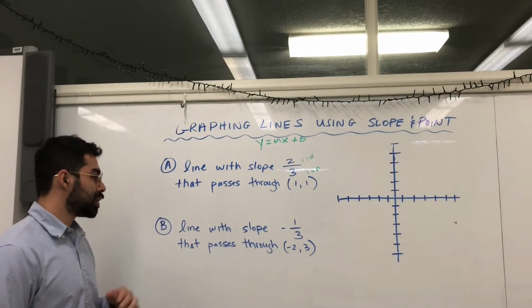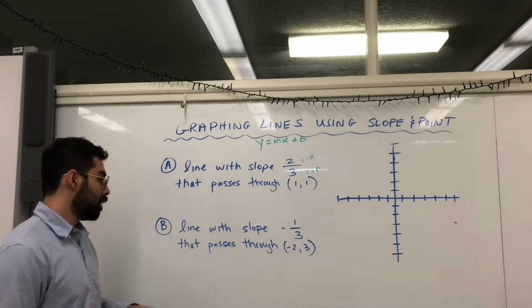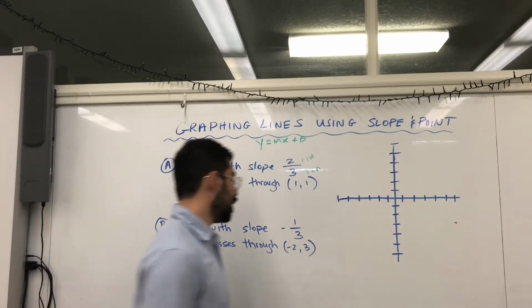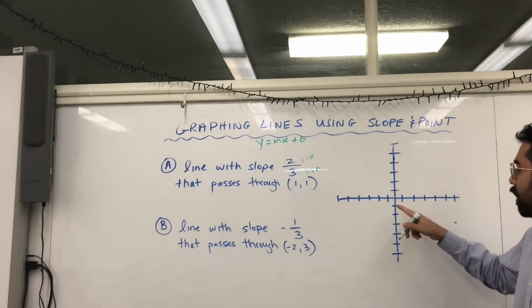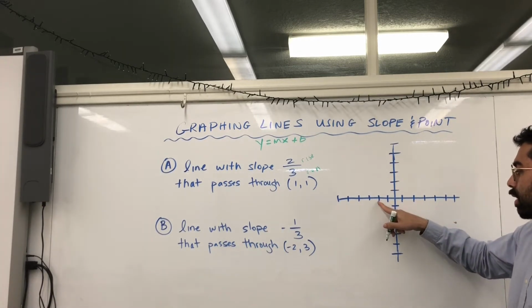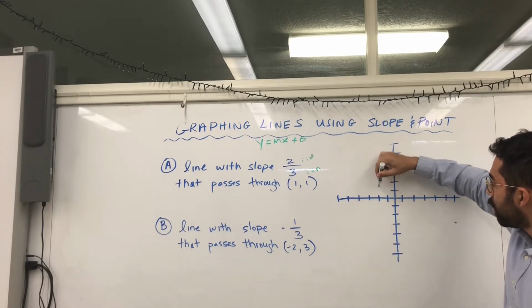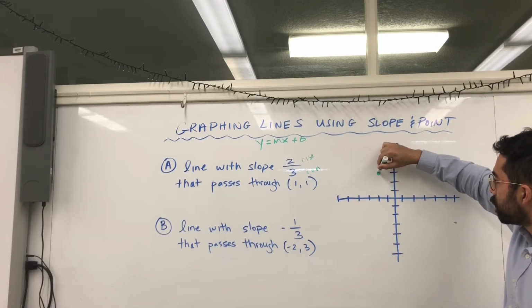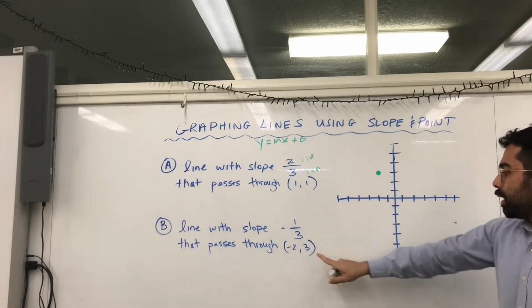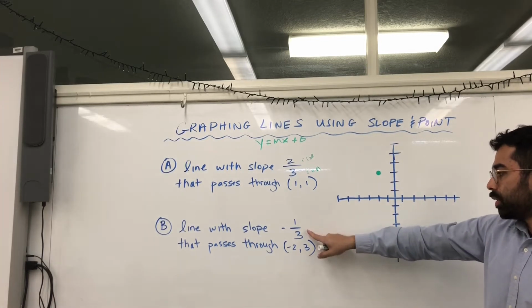Again, I got a line with slope -1/3 that passes through the points of -2, 3. Okay, so -2, that's on my x-axis, and a +3, that's on my y-axis. We'll go left 2, and then up 3. So there's where my point is. So I'm done with that part. Let's go ahead and do our slope.